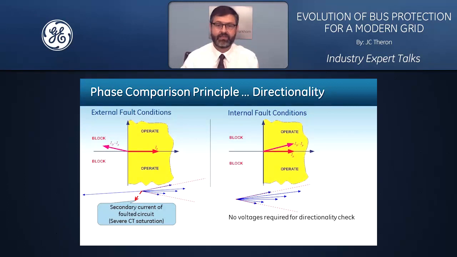Now, the directionality check that we're referring to is based on the angles between all the different currents and not voltages. So it's not similar to a phase directional function. It is the direction of all the currents compared to each other. The principle is, if we have an external fault, even with one CT severely saturated, we'll see one current well in the blocking region, whereas with all internal faults, we'll see all angles of all currents well in the operating region.